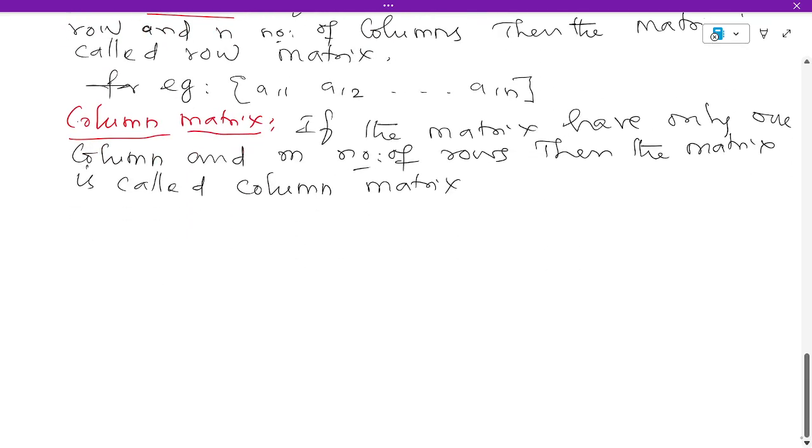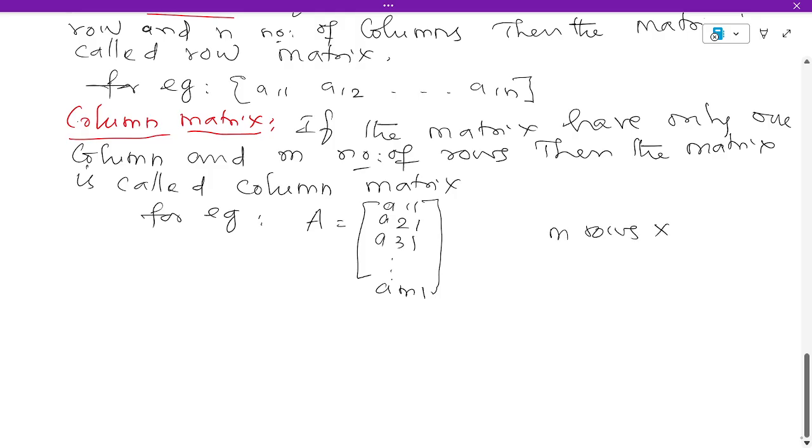See here the column matrix, for example, we can write the column matrix A equal to A11, A21, A31, etc., Am1. See here, the first value is the row, na? M number of rows are there, and then one column is there. One column is there. So this matrix is known as the column matrix.